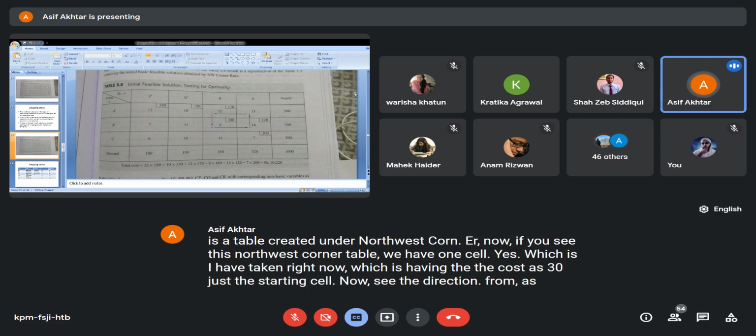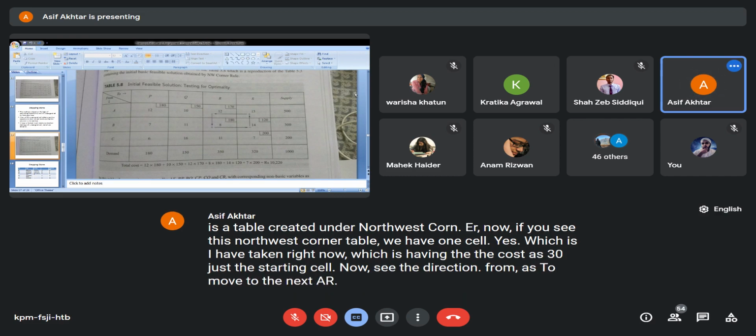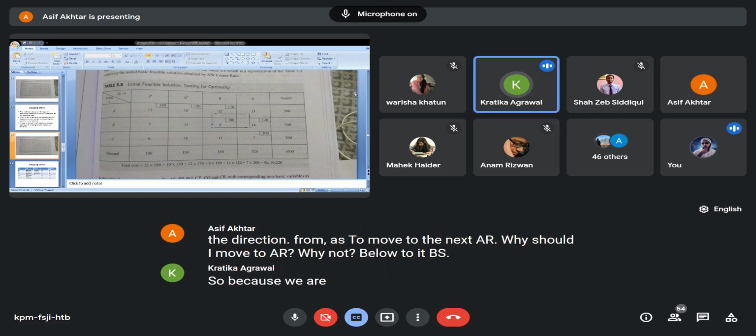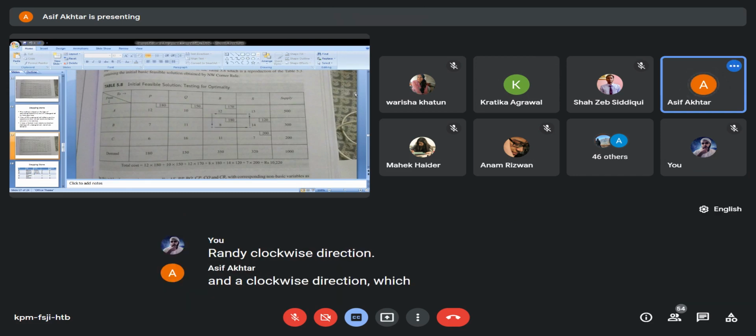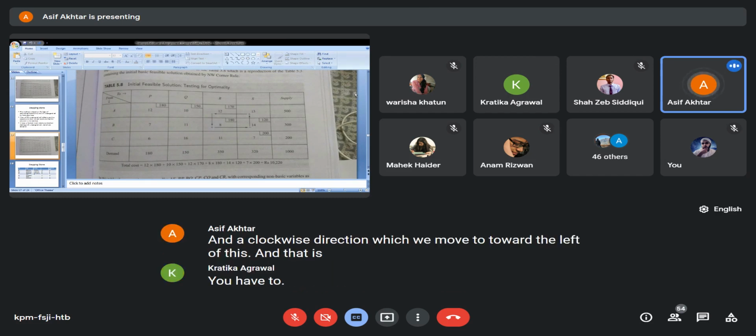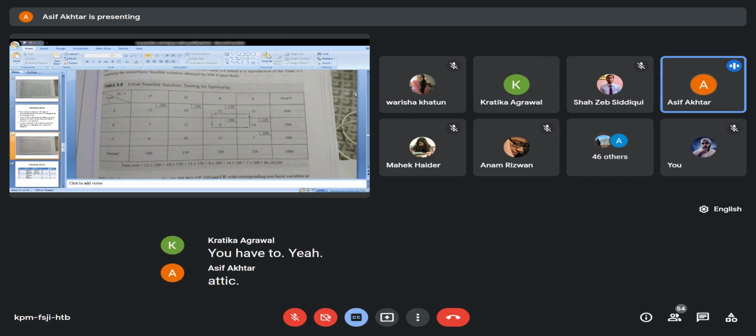From AS to move to the next cell, AR. Why should I move to AR? Why not below it, BS? Because we are following the anti-clockwise direction. हम एंटी क्लॉकवाइज डायरेक्शन में चल रहे हैं, इसलिए हम नीचे नहीं आएंगे. We move toward the left of this, and that is why we reach AR in the anti-clockwise direction.